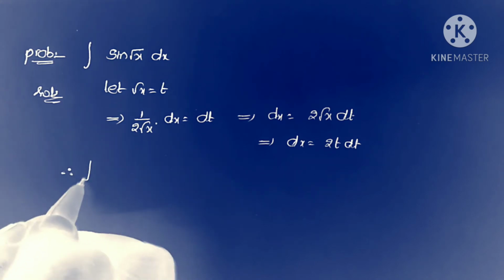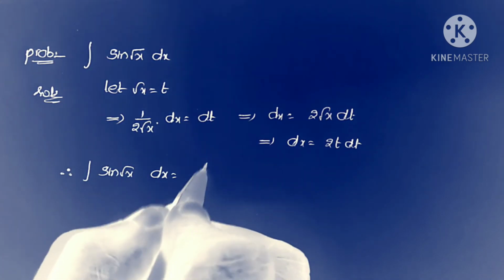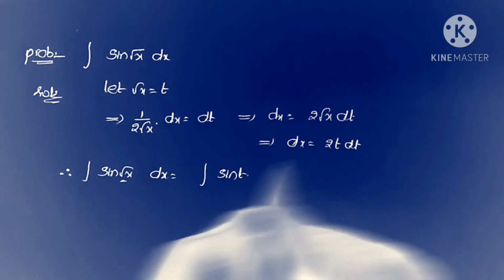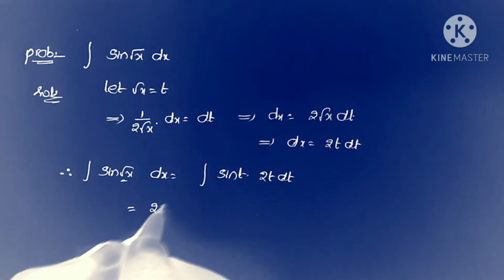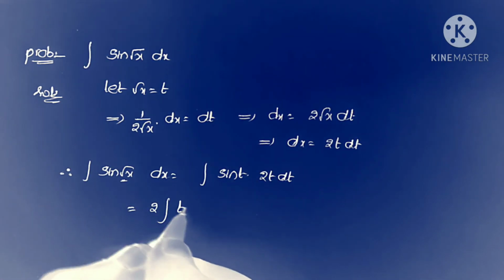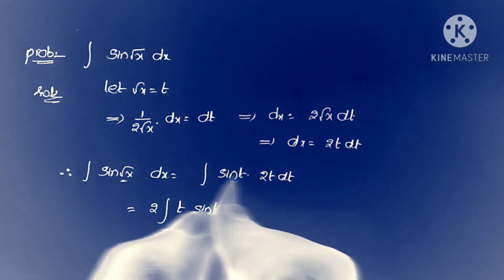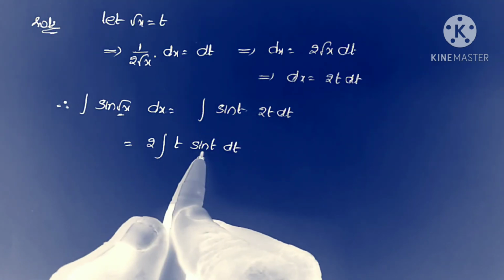Therefore, the given problem is now sin root x into dx is equals to sin, what is root x value? t, sin t into dx. What is dx value? 2t dt. Now writing the constant before the integration, 2 into integral t sin t. The remaining values are here t sin t. So t sin t into dt, which is in the form of x sin x.